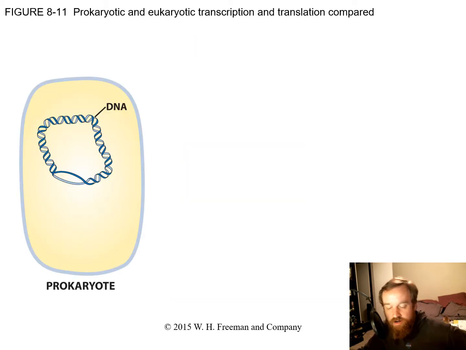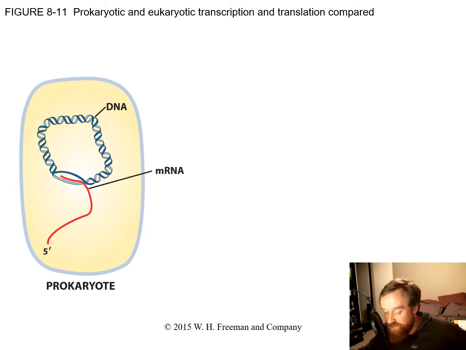Let's compare prokaryotic and eukaryotic transcription and translation. And so remember some of the differences we talked about with prokaryotes and eukaryotes. Prokaryotes, the DNA is circular. It's not in a nucleus. It's not compartmentalized like it is in eukaryotes. And we'll also see that there's some difference in the transcription and translation process. So we'll start here with prokaryotes, who, like I said, have a circular DNA chromosome.